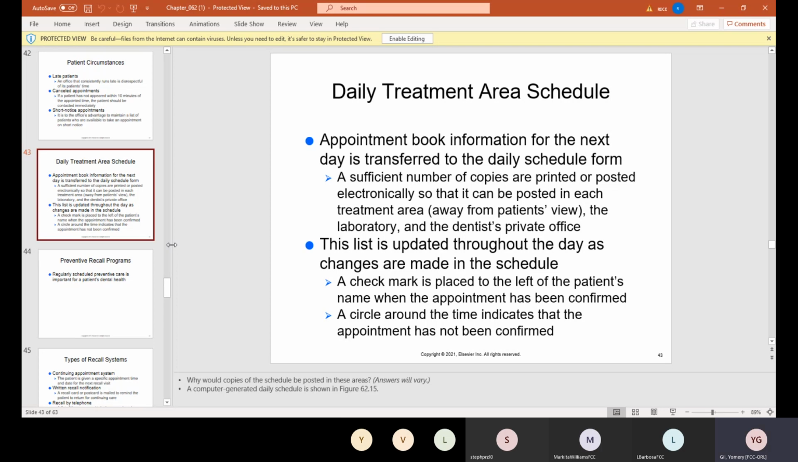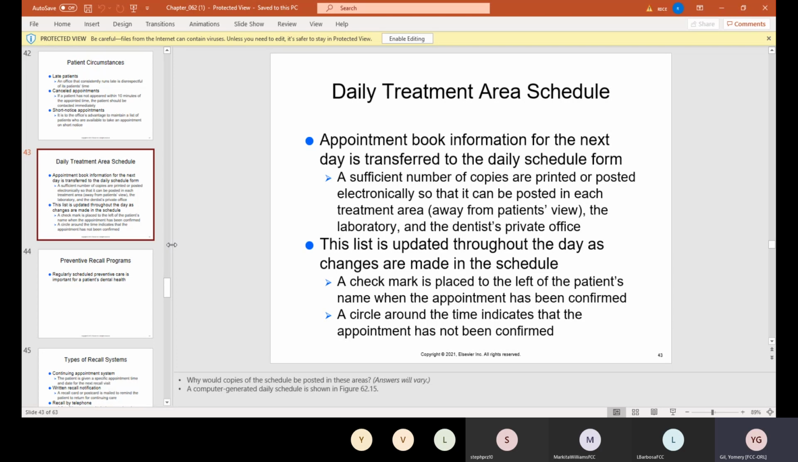If a patient does not keep an appointment, where should this information be recorded? Anybody know? If the patient has an appointment and they miss it, where should you record that? Yes, in the patient's record, usually in the patient's chart. You put, patient missed appointment today, etc.